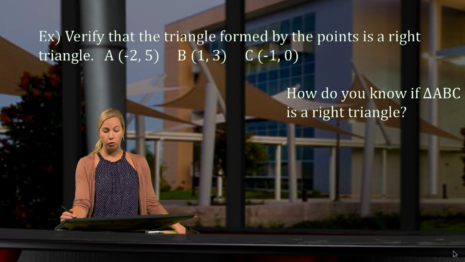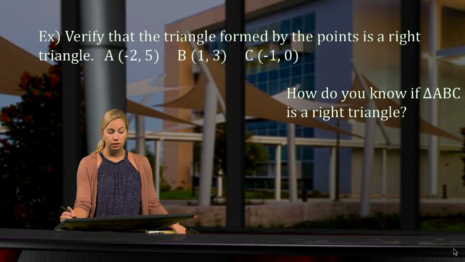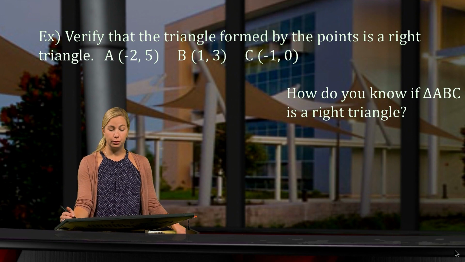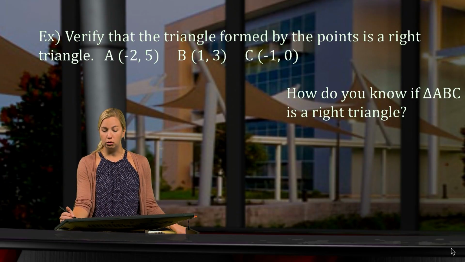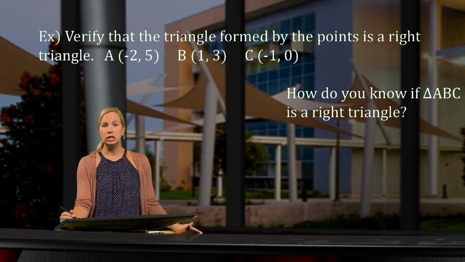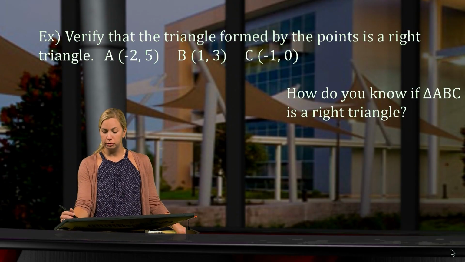Verify that the triangle formed by the points is a right triangle. So we have our three vertices, (-2, 5), (1, 3), and (-1, 0). Before we can verify that it's a right triangle, in other words, how do we prove that it's a right triangle?